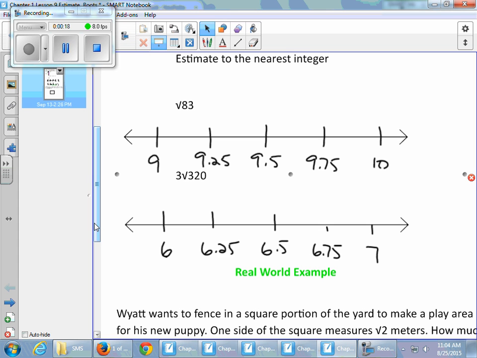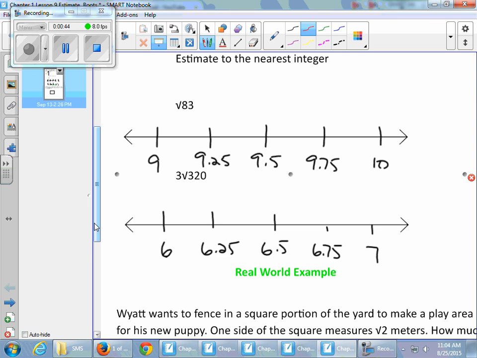Now we're estimating. Estimating is an educated guess, but you have to back up your educated guess as well. So we're going to look at finding the square root of 83. To do so, we need the largest perfect square less than 83. What's the perfect square closest to 83, but less than 83?